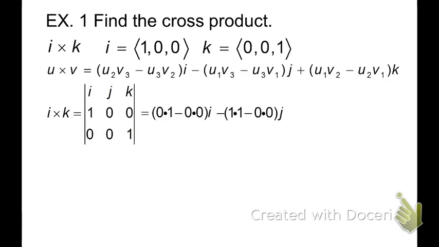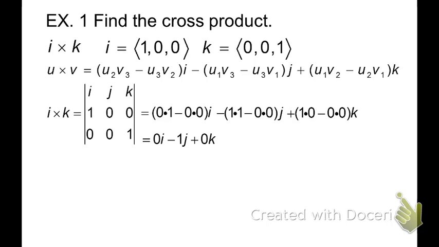Last column, we're going to do 1 times 0 minus 0 times 0, and that will have a k. Then we're going to simplify in each parenthesis and reduce those parentheses and write them as one term. So 0 times 1 minus 0 times 0 is 0i. 1 times 1 minus 0 times 0 is a 1j, but there's a negative in front, so that'll be negative 1j. And then 1 times 0 minus 0 times 0 will be 0k.